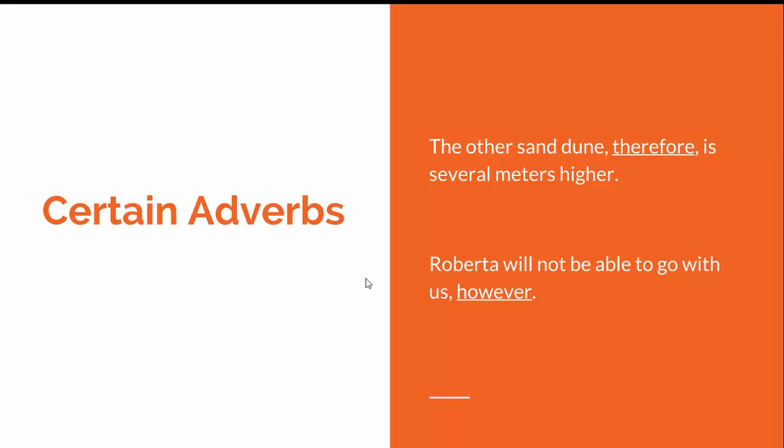Okay, the second sentence shows you an example of one of these adverbs used at the end of the sentence. Roberta will not be able to go with us, however. However is our adverb, our parenthetical expression, and we're going to use the comma directly before it. Again, the sentence would still make sense, still hold all of its meaning, even if that word wasn't there. That's what makes it a parenthetical expression.